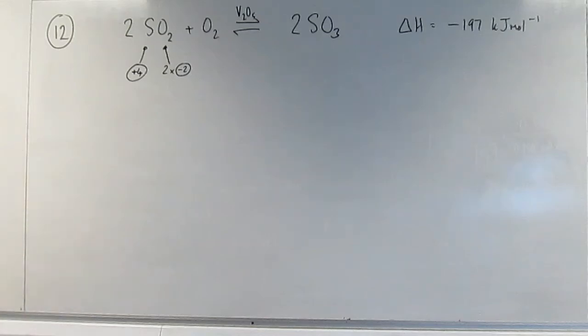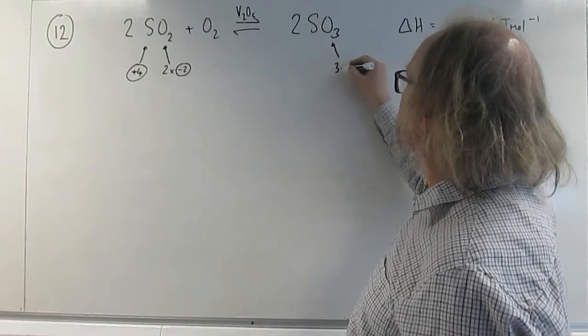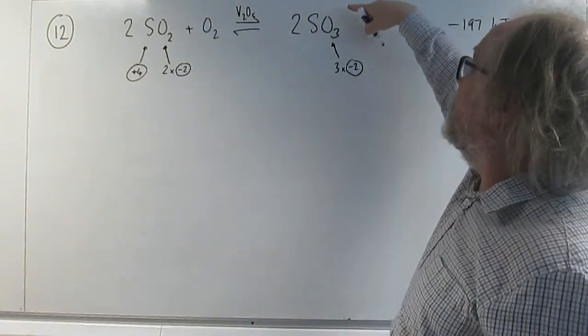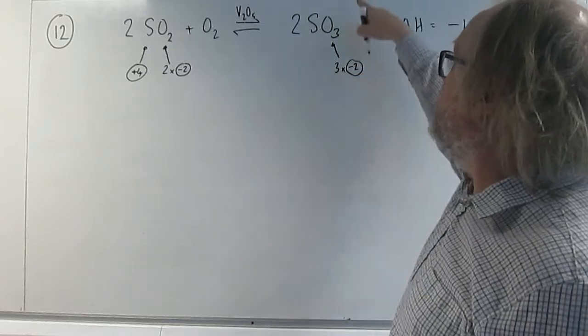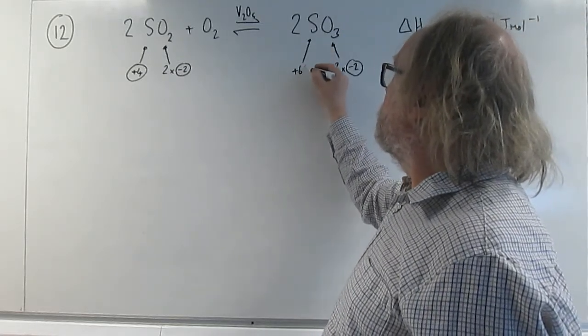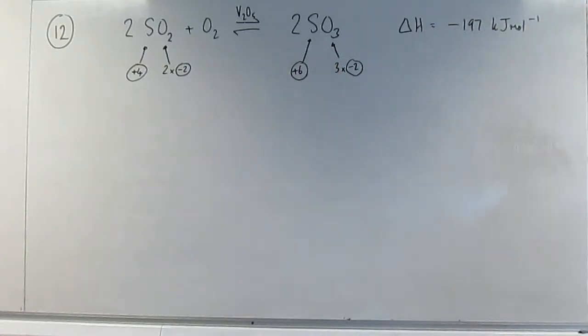So we got that one. And then we can do the same for SO3. So 3 lots of -2 from the oxygens takes us to -6. Again, it's 0 overall, so if that's -6 to 0, we need +6 to balance it up. So you can see the sulfur's been oxidized from +4 to +6.